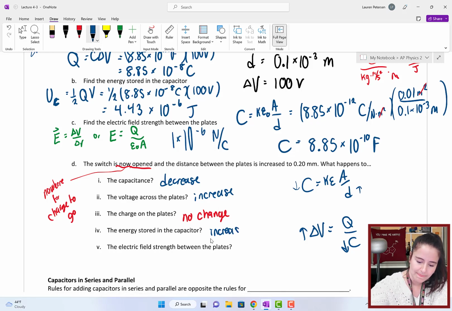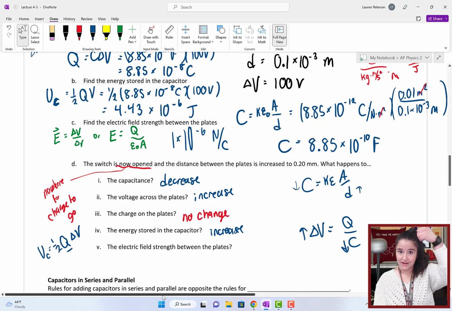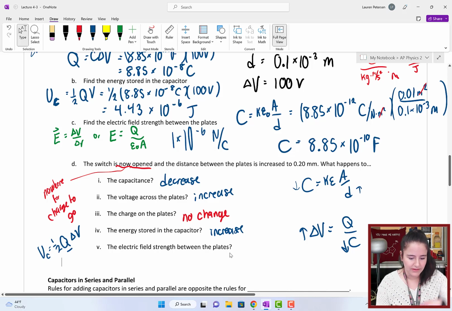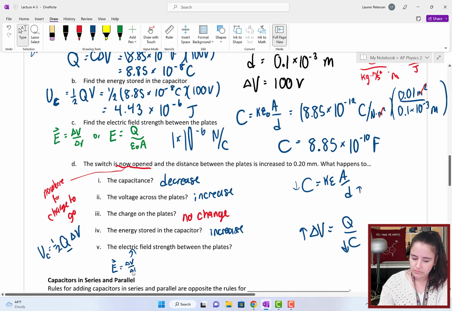And you can always think of that one from U sub C equals 1/2 Q delta V. Q stays the same, but delta V goes up. And the electric field strength between the plates, remember, is that voltage divided by the distance. So the voltage increases and the distance increases, and they're actually going to increase proportionately. So the electric field strength between the plates will stay the same.